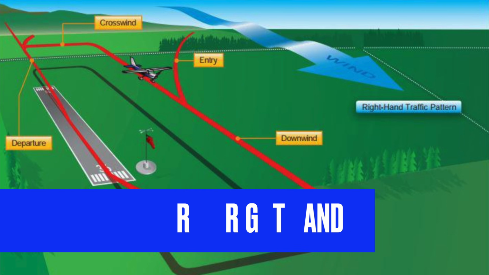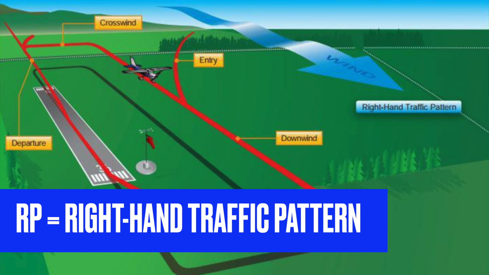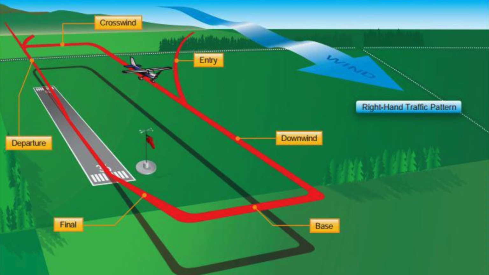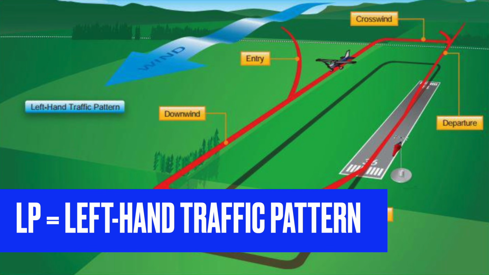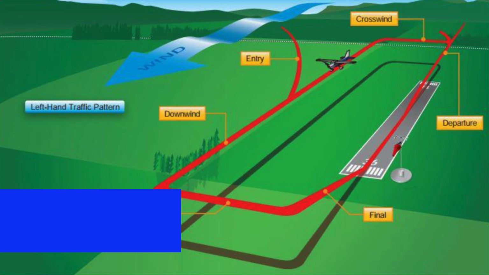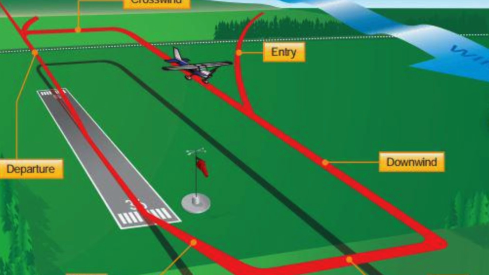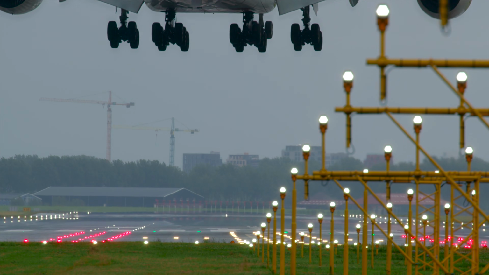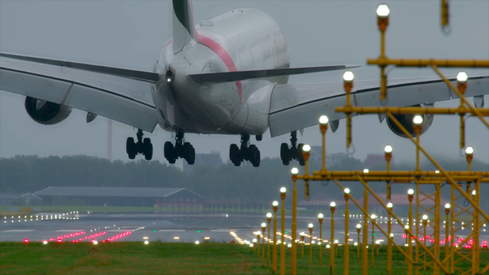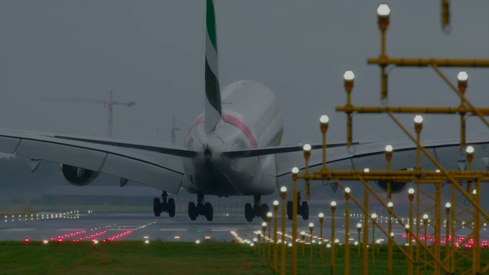So here's a question. Why are right traffic patterns used? Well, most runways follow a left-hand traffic pattern by default as specified in standard aviation practice. However, right-hand patterns are used when terrain or obstacles require it and when airspace considerations make it safer.